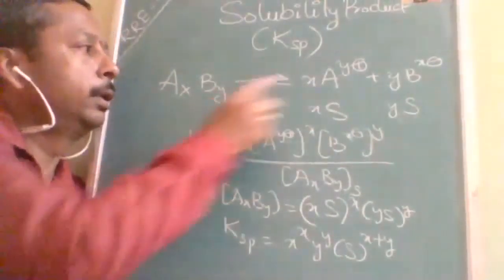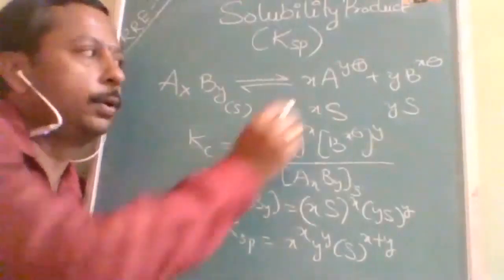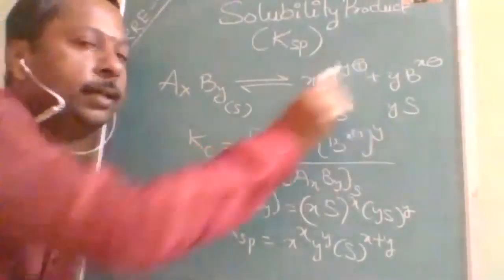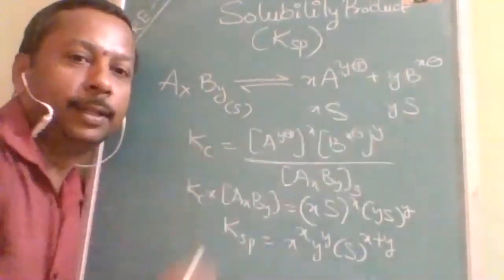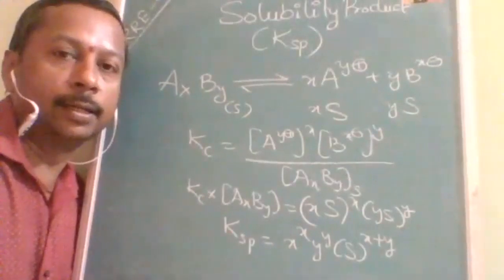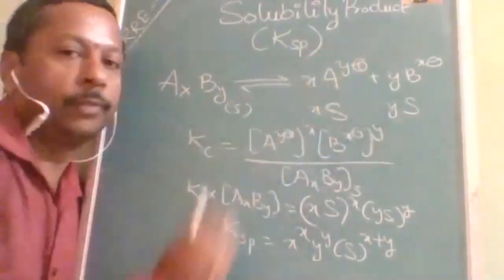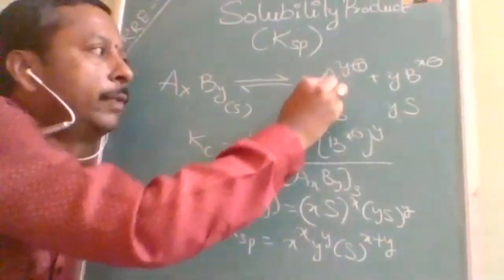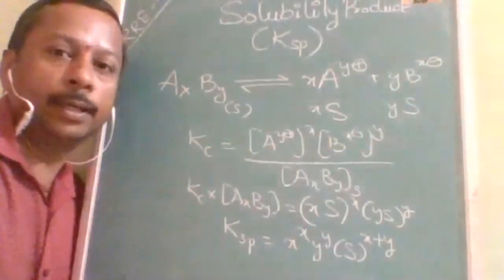Here it is, the charge deciding. X into A to the power of Y plus, and in the same way Y into B to the power of X minus. So these many moles are generated. The number of ions will be X, but the charge on the ion will be Y. In the same way, the number of ions will be Y, but the charge on B will be X minus.